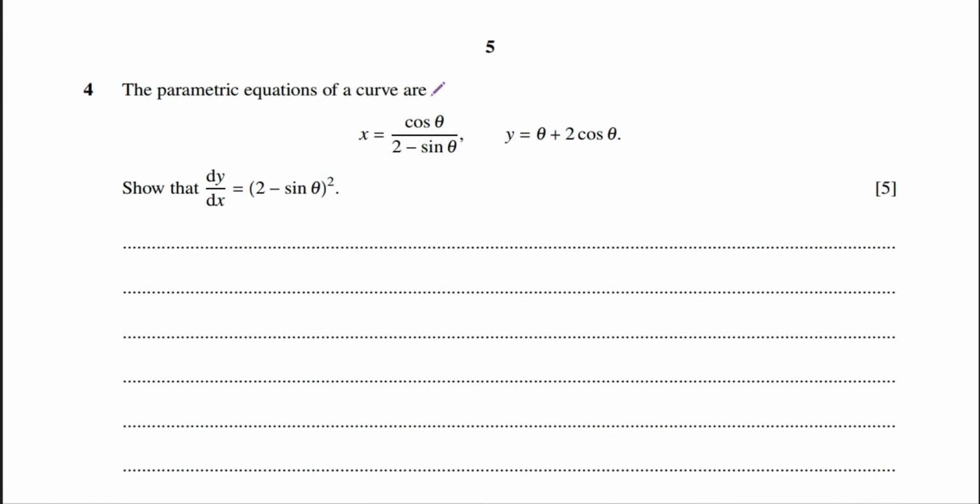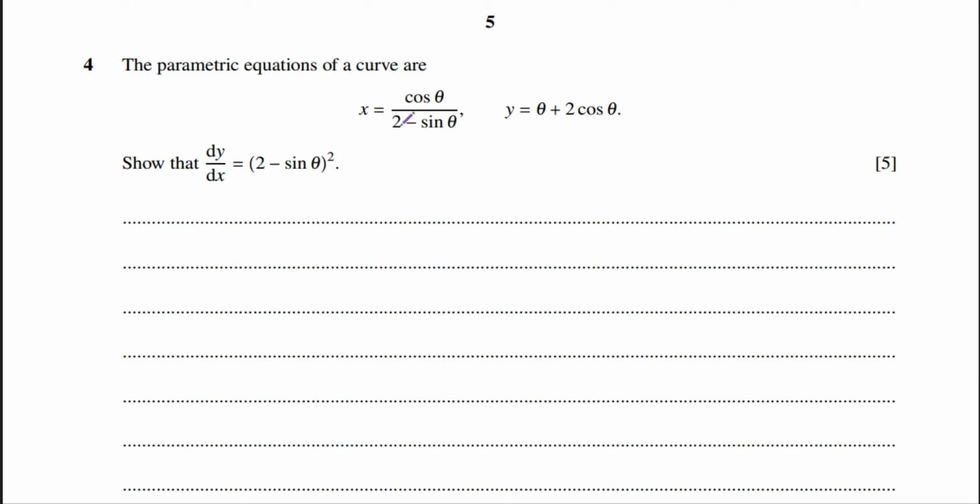It's question 4. The parametric equations of a curve are x is equal to cos theta over 2 minus sine theta, and y is equal to theta plus 2 cosine theta. Show that dy by dx is equal to (2 minus sine theta) all squared. Okay, we know how to find dy by dx, so we need dy by dt divided by dx by dt.